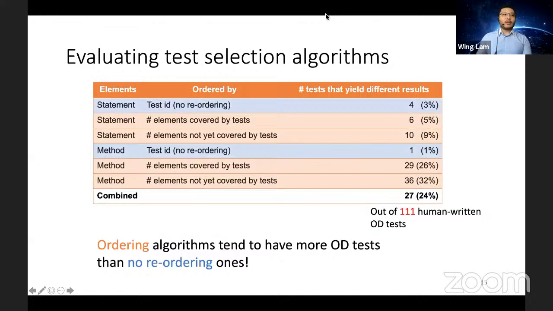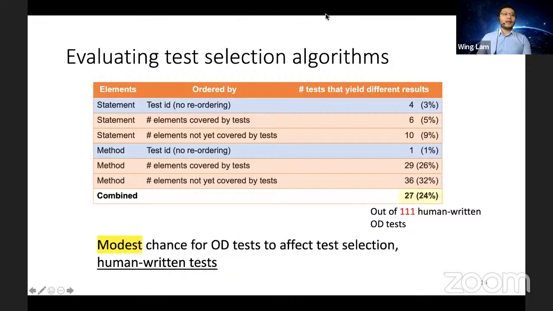One thing to note here is that these reordering algorithms do tend to have more order-dependent tests than the ones that do no reordering. So if you do happen to use test selection followed by test prioritization, it is especially important that you have a solution to help deal with these order-dependent tests. Overall, we find that there's a modest chance for order-dependent tests to affect these test selection algorithms, specifically for human-written tests.